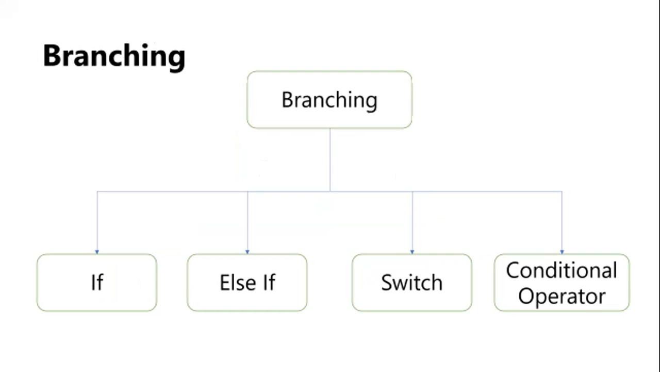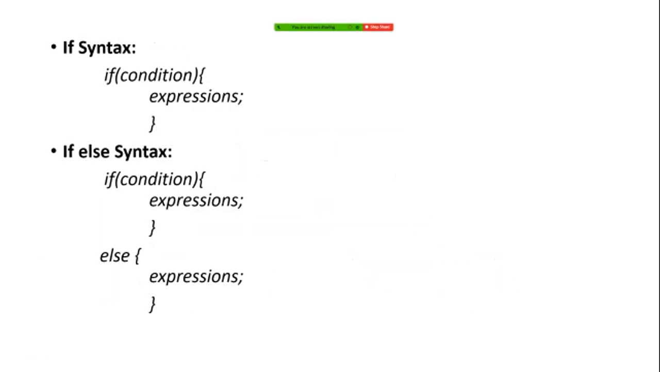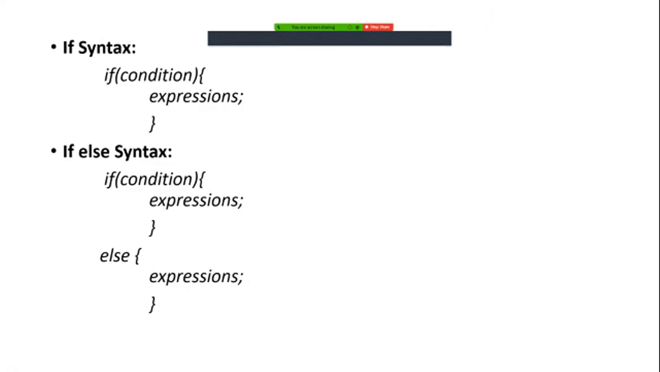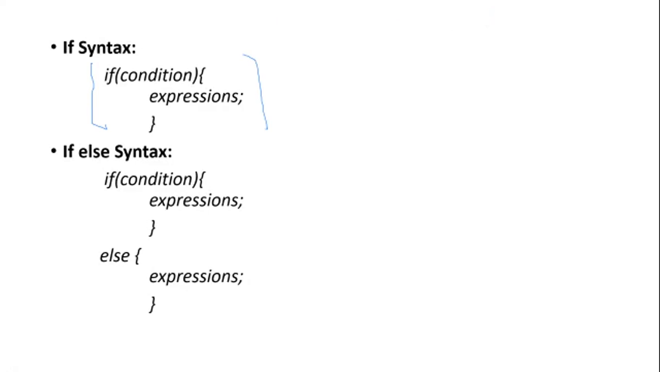Starting with the branching, we have 4 here with us. In the branching, we have if, else if ladder, switch statements, and conditional operator. Coming to the first one, the if syntax. So this is the syntax, I'm just telling out the syntax. Basically, what if does is it first checks for a particular condition. I hope you can see this.